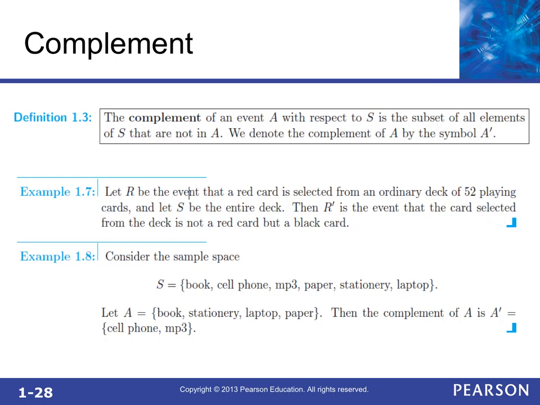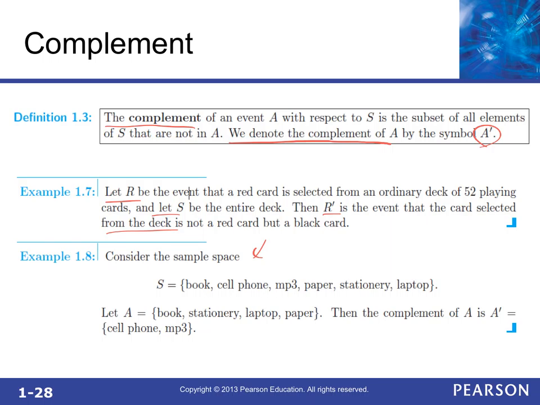Let's consider the relationship between the sample space and the event. One of the descriptions of this relationship is the complement. The complement of an event A with respect to S is the subset of all elements of S that are not in A. In this case, we denote the complement of A by the symbol A dash. So let R be the event that a red card is selected from an ordinary deck of 52 playing cards, and let S be the entire deck. In this case, R dash is the event that the card selected from the deck is not a red card, but a black card.